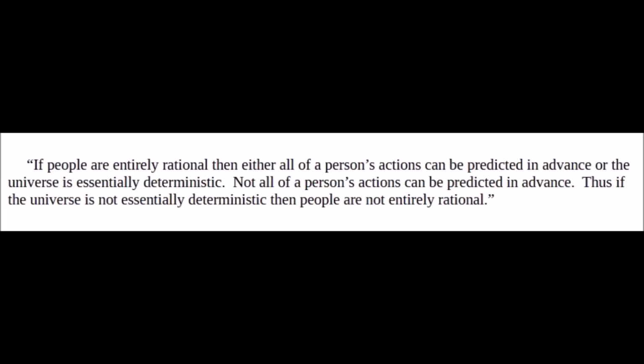Now I will proceed to show how to translate an argument into symbols and construct a truth table having 3 variables. We will consider the following argument that can spark emotions, if not symbolized, to show its form. If people are entirely rational, then either all of a person's actions can be predicted in advance, or the universe is essentially deterministic. Not all of a person's actions can be predicted in advance. Thus, if the universe is not essentially deterministic, then people are not entirely rational.